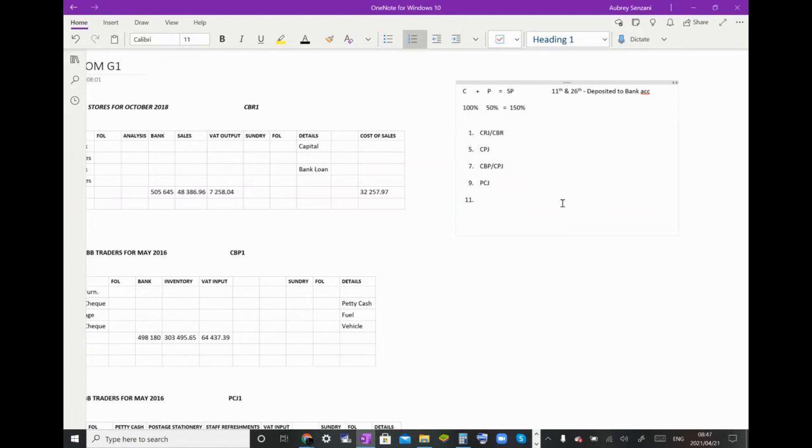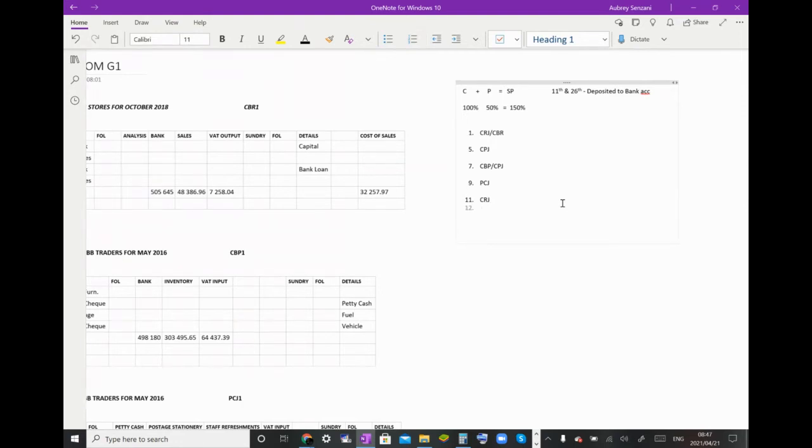On the 11th, we had cash sales as per the cash register roll, 17,695, including VAT. Okay, so this is cash sales, so we're receiving money. So this is the cash receipts journal.